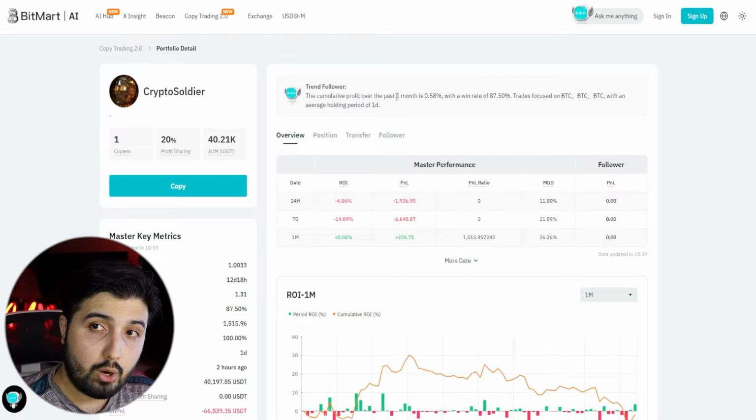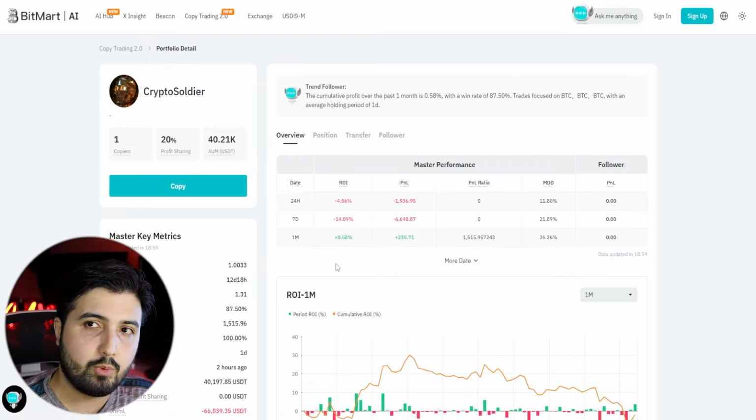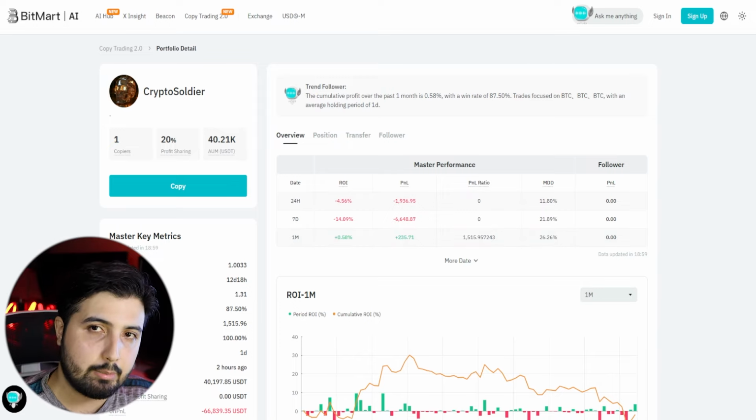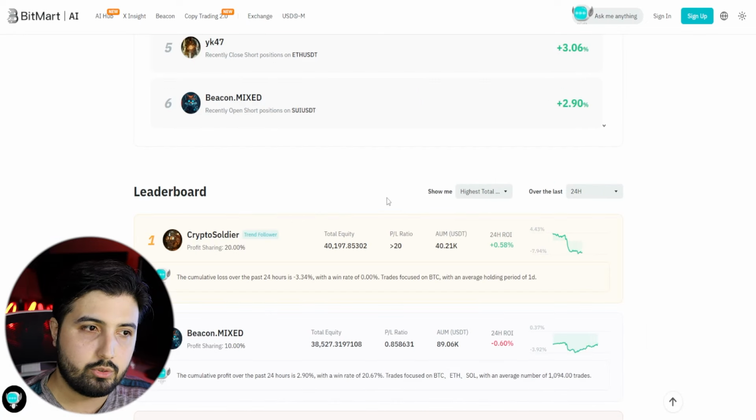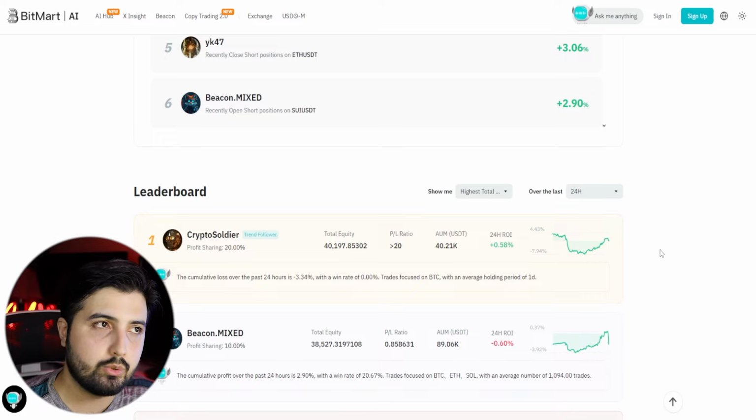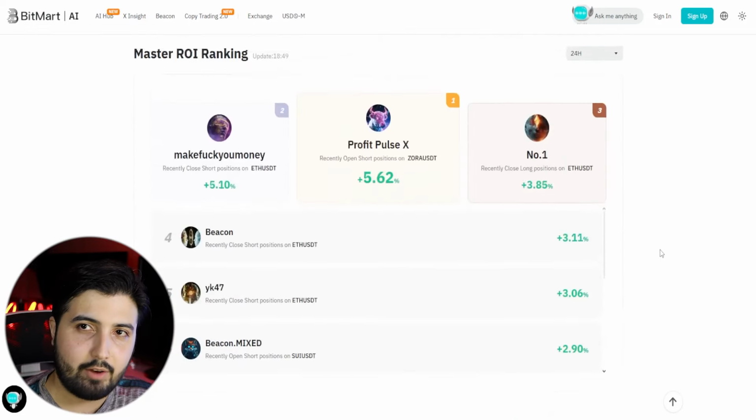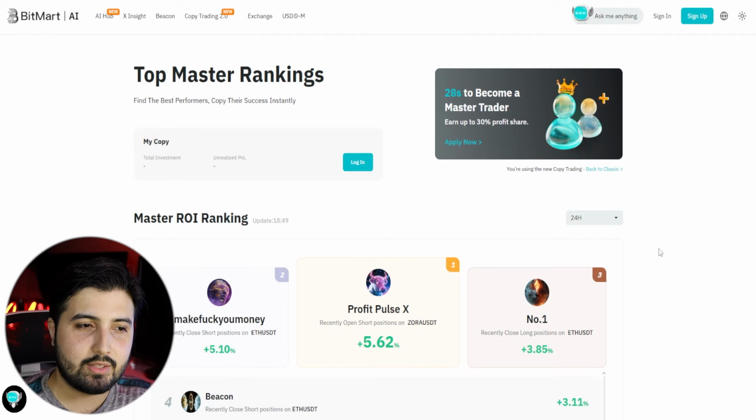And when you're ready to follow, you just set your copy parameters. That includes the amount that you want to allocate, your stop loss, your take profit, if you want one, of course, and your drawdown limit. You can start small, of course, as little as 10 USDT, and then you scale up once you get comfortable. And that's it. Every time the trader makes a move, you make the same move.